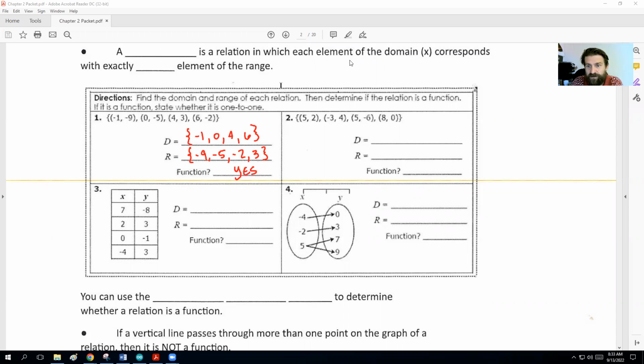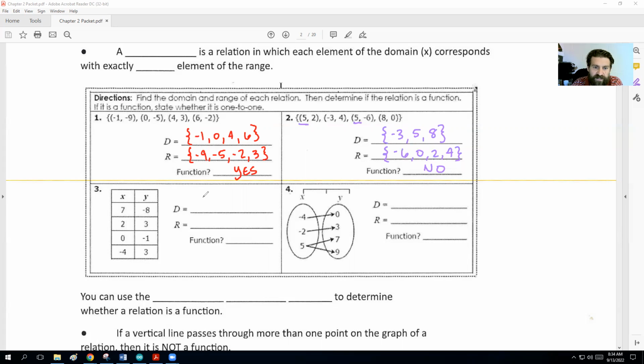If you want to pause the video, try this next one on your own. I'm about to do it in just a second. The domain for this one is -3, 5, and 8. Those are all our X's. For our Y's, the lowest is -6, then 0, then 2, and then 4. Is this a function? No, because these X's repeat, and they go to different numbers.